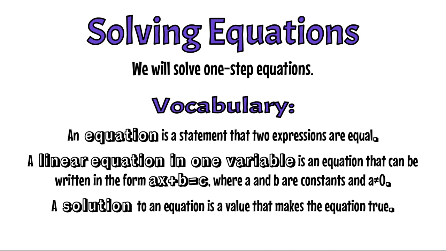A linear equation in one variable is an equation that can be written in the form ax plus b equals c, where a and b are constants and a does not equal 0. A solution to an equation is a value that makes that equation true. So when we're solving equations, we want to find that value of the variable that makes the equation true.